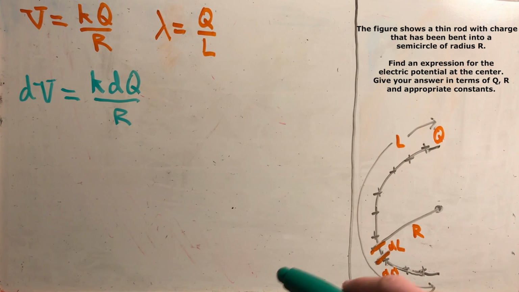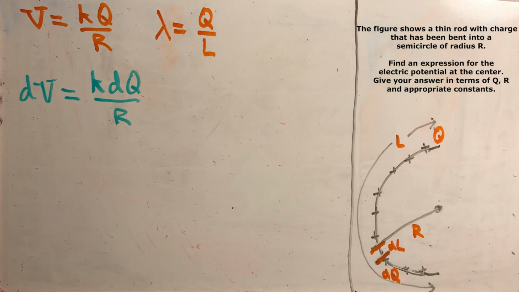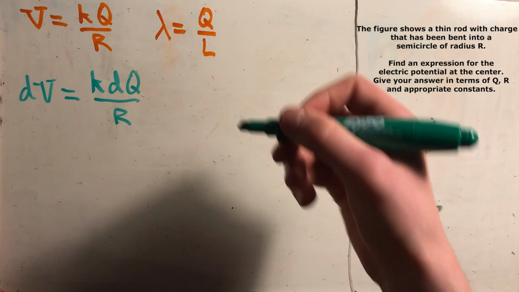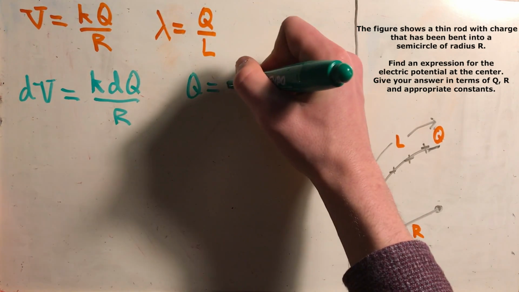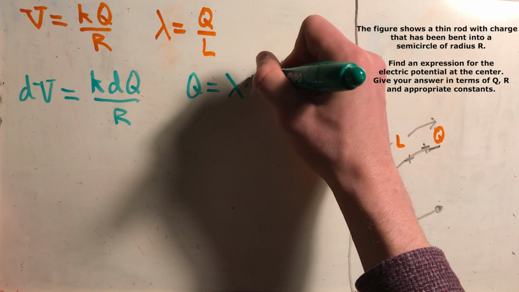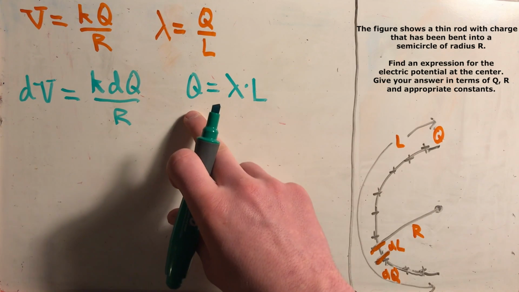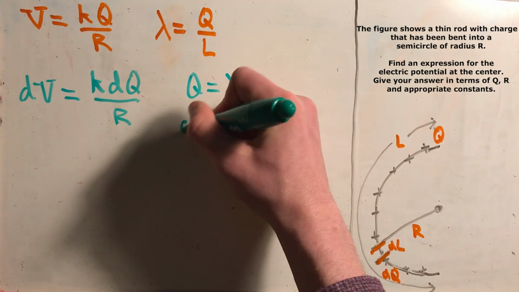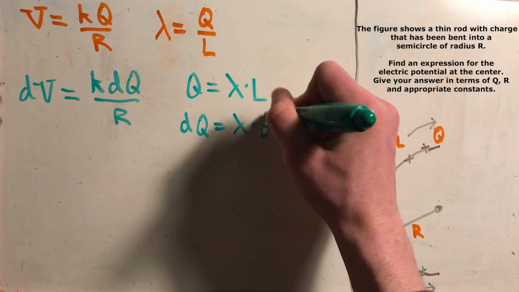Now, in order to successfully complete this equation, we need to get rid of our dq and instead have this in terms of length. So in order to do this, we must manipulate our linear charge density equation. Let's rearrange things a bit so that it reads q equals lambda times L. We can now differentiate both sides so that it equates to dq instead of just q. So dq equals lambda times dl.